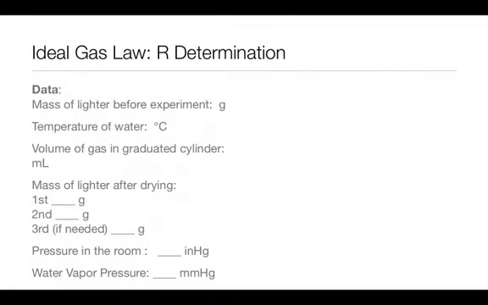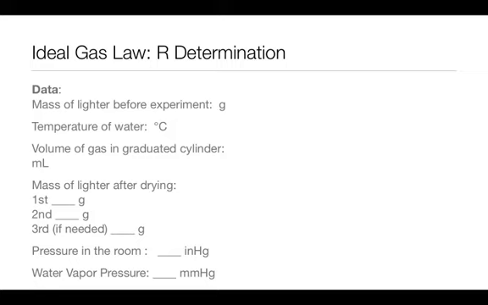Let's move on to the ideal gas law. First off, make sure we got our data correct. You have a mass of the lighter before the experiment took place. You took a temperature of the water in degrees Celsius, which you will later need to convert into Kelvin. You have the volume of the gas in the graduated cylinder, and you measure that in milliliters. You're also going to have to change that into liters later on.